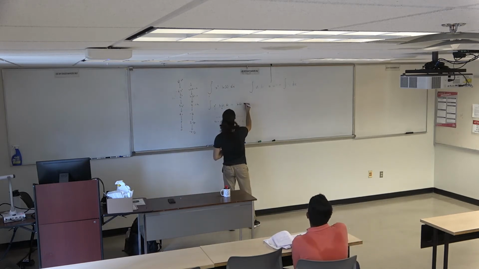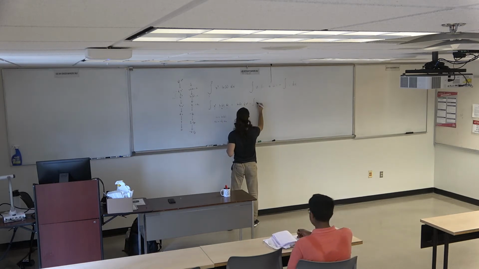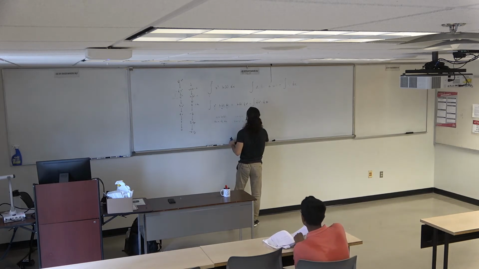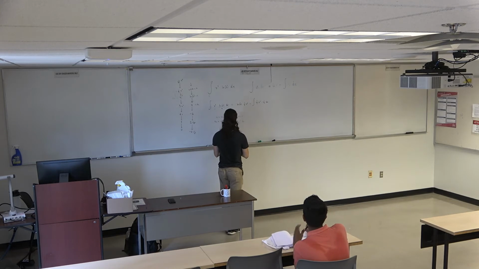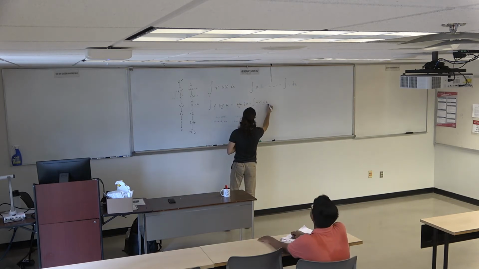So u times v is ln of x times 1/4 x to the 4, minus the integral of v du. So minus 1/4 x to the 4 times du, which is 1 over x dx. Right, so that was u times v.